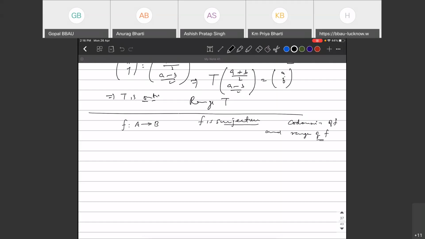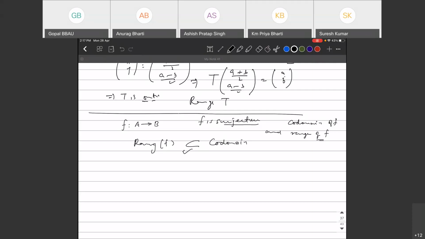We all know range of F is always contained in B, meaning the codomain. But what else can you say? What else can you say if F is surjective? This is always true. F का कोडोमेन इज इक्वल टू रेंज हो जाएगा. हाँ, अगर फंक्शन सर्जेक्टिव होता है तो कोडोमेन और रेंज सेम हो जाती हैं.